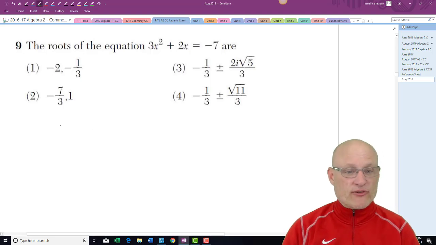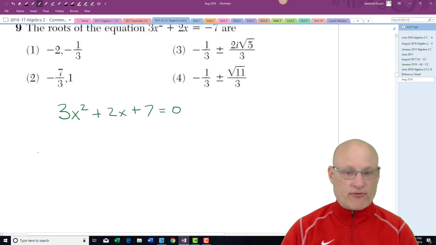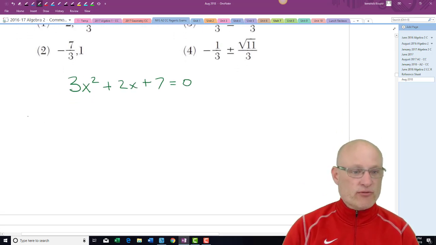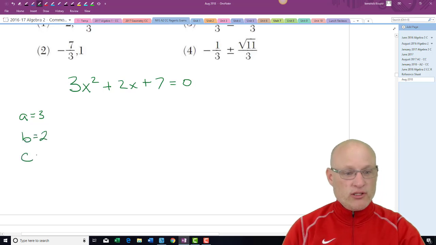So the correct way is to say, okay, I'm going to solve this: 3x squared plus 2x plus 7 equals 0. Now, I have only one way to solve this, and that's using the quadratic formula. So we'll do that very quickly. A equals 3, B equals 2, C equals 7. And D, which is the discriminant.